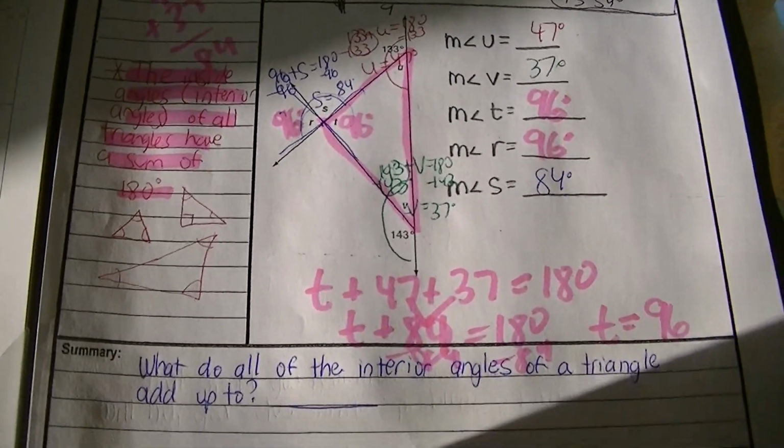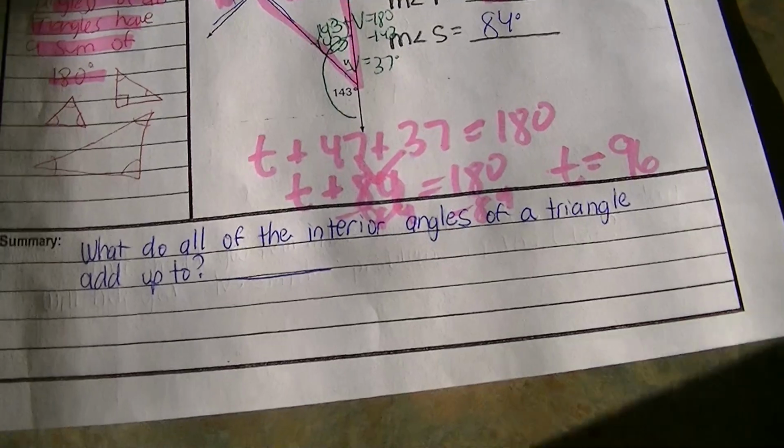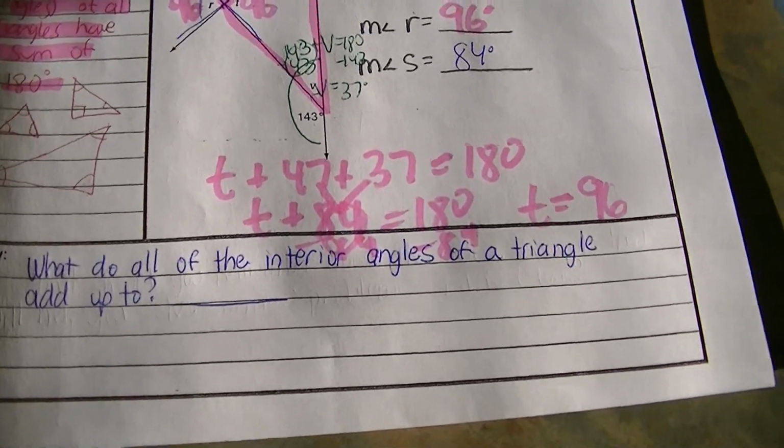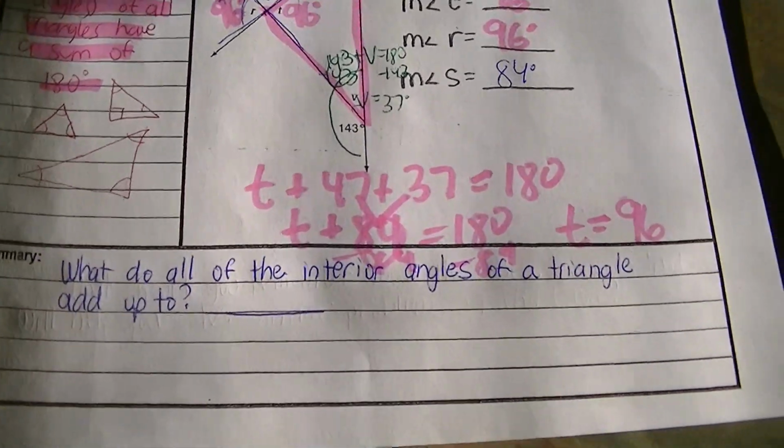Okay. So your question for the summary is, what do all of the interior angles of a triangle add up to? Write it down.